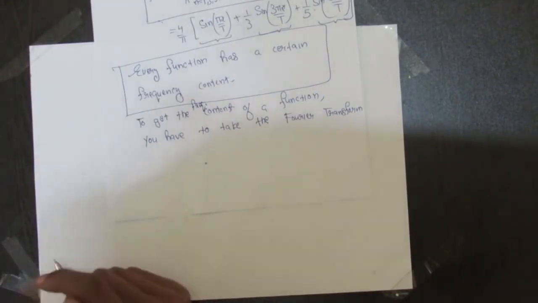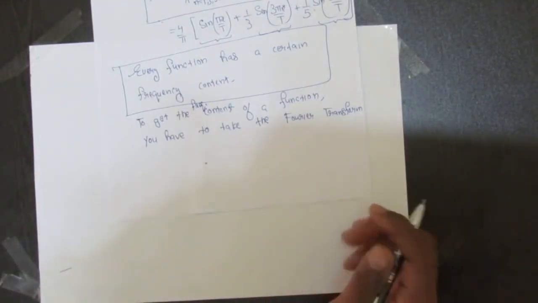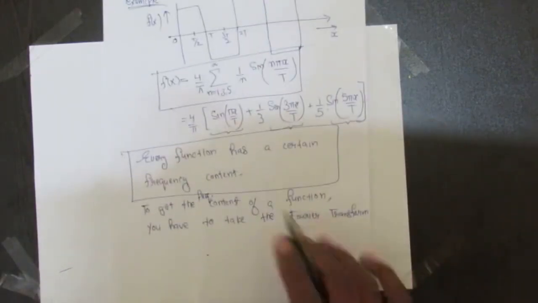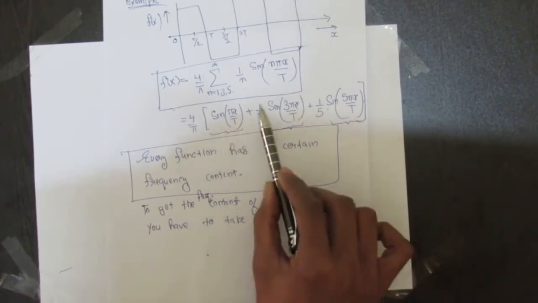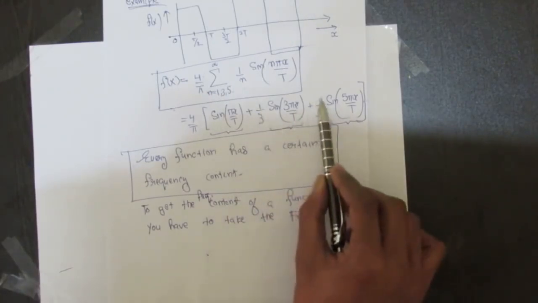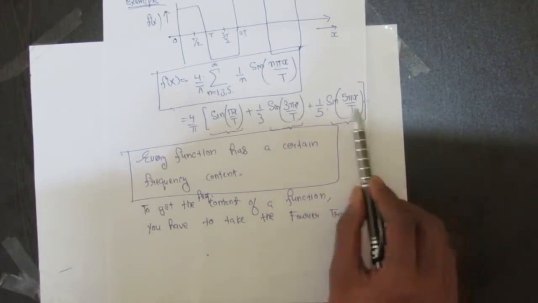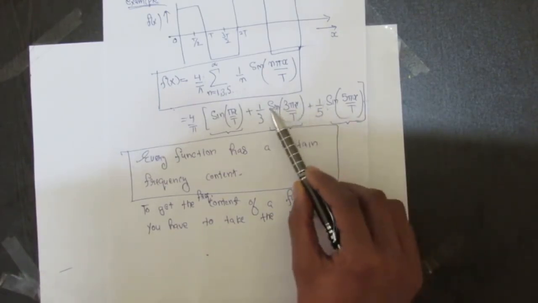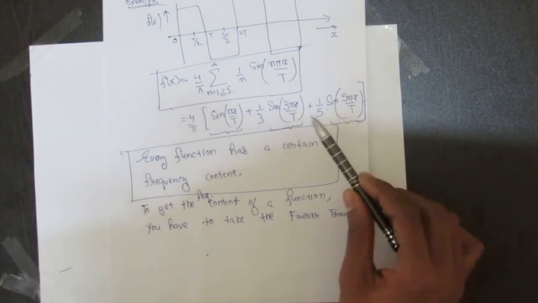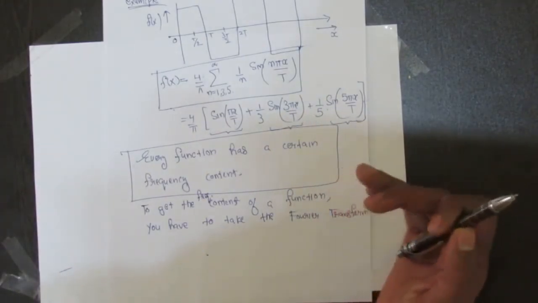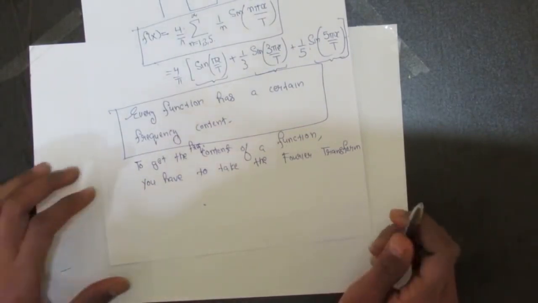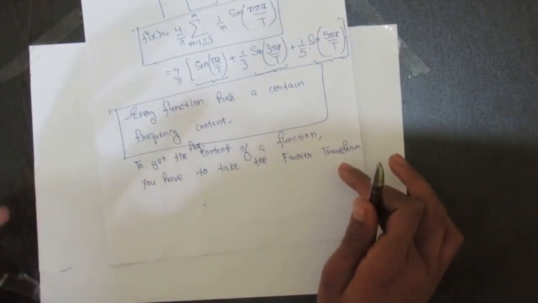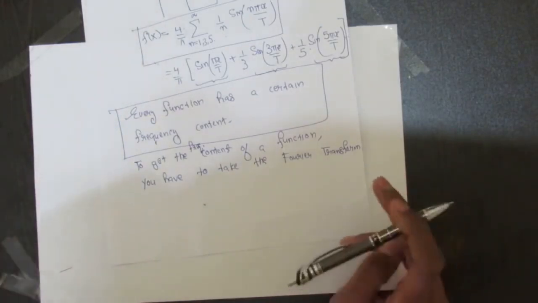This will directly give you all the frequencies present along with the relative amplitude of each and every frequency, because as you can see here, the higher frequencies have smaller magnitude, because you have 1/3, 1/5, 1/7, and 1/7 is less than 1/5, which is less than 1/3. So higher frequencies have smaller magnitude. So what the Fourier transform operation does is that it directly gives you the frequency spectrum of a given function along with the relative amplitude.